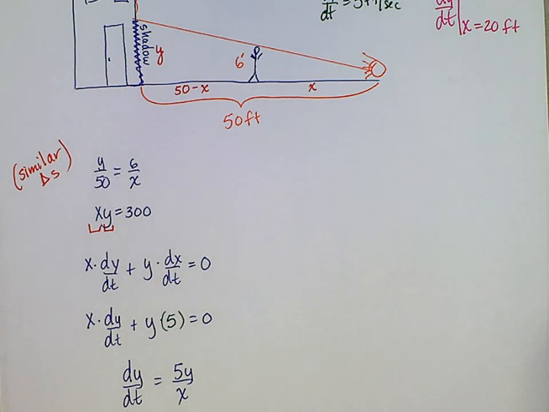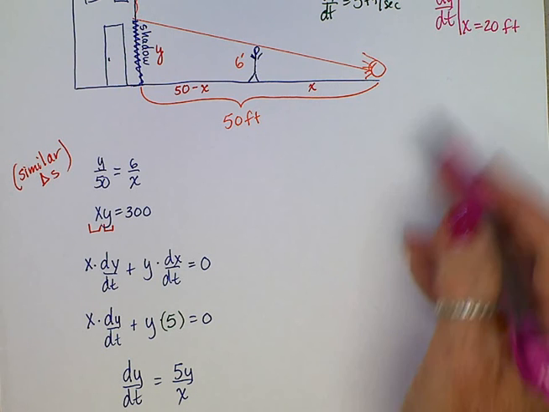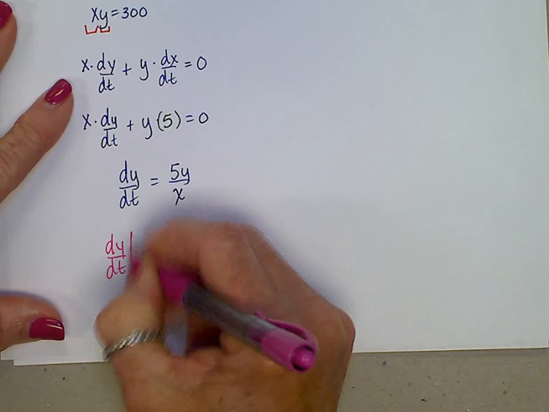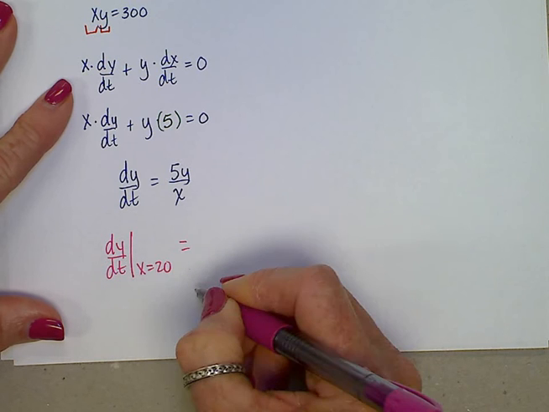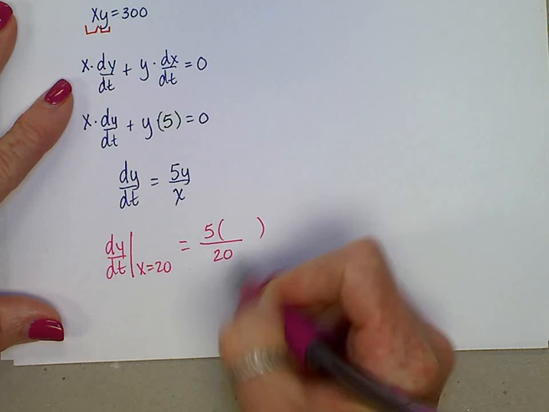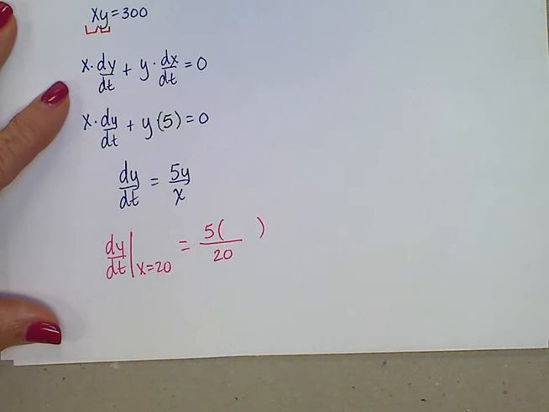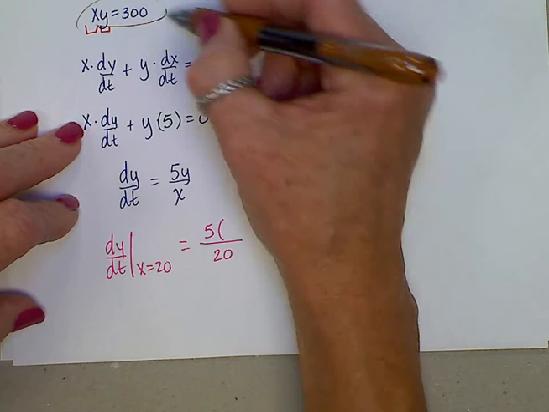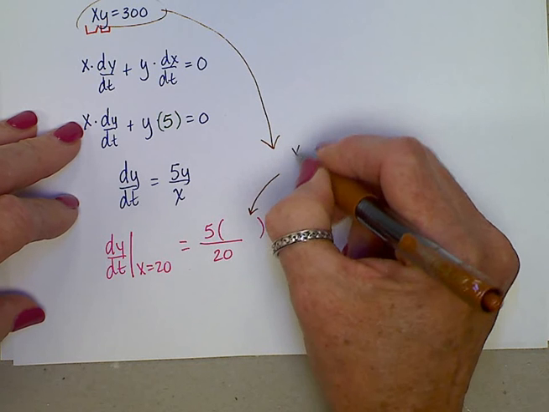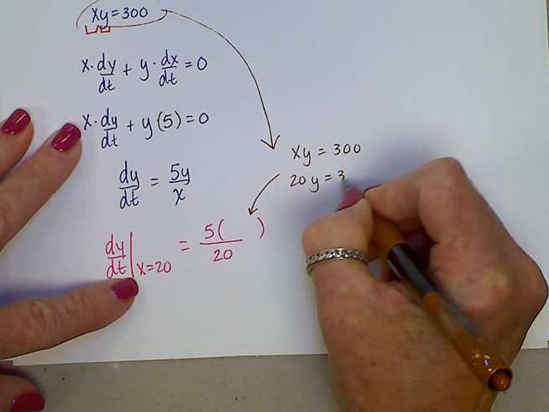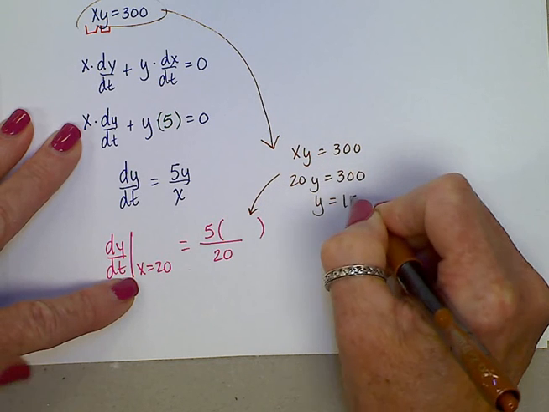Now we have solved for that rate, so let's evaluate it. Let's find dy dt when x is 20. So x down here is 20, we have 5. Uh-oh, we need to figure out that y. We can figure out that y by using this original equation up here. xy is 300. We know x is 20. It's going to leave us with y is 15.